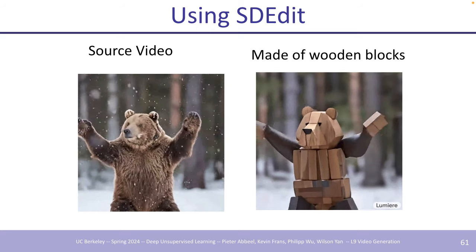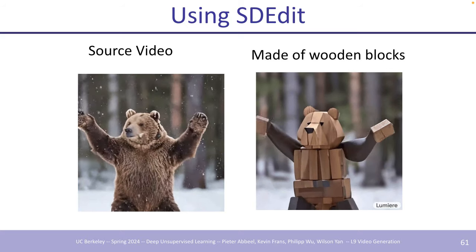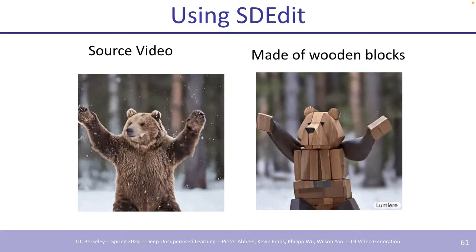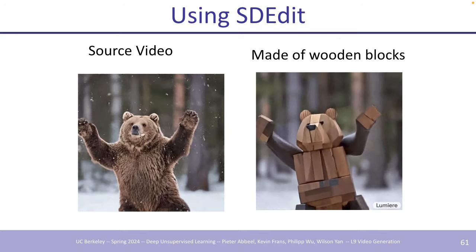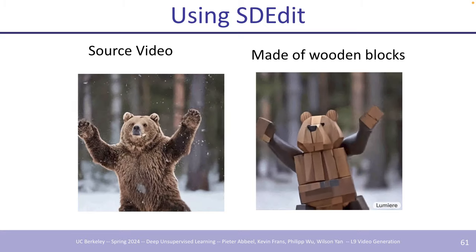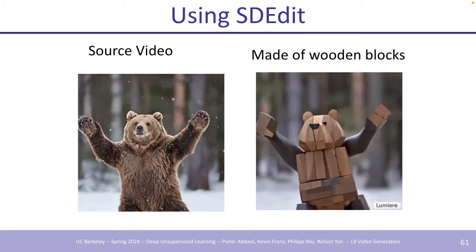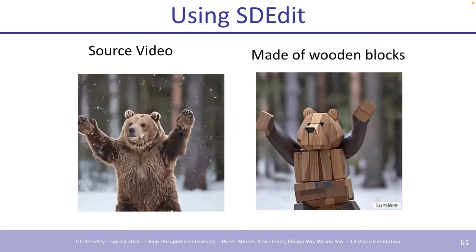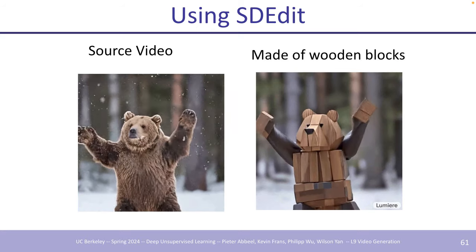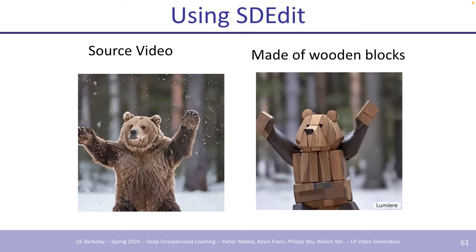So this is an example. You can imagine for videos, you can just take any pre-trained text-to-video model. You can have this bear. You can apply noise to it, and then you can sample it back out with a new prompt, like a bear dancing made of wooden blocks. And then you can see some of the coarse information is preserved, like the general shape of the bear, and also the color of the bear. Because as you're noising it, you probably haven't noised out all of the brown color. It's probably still there.